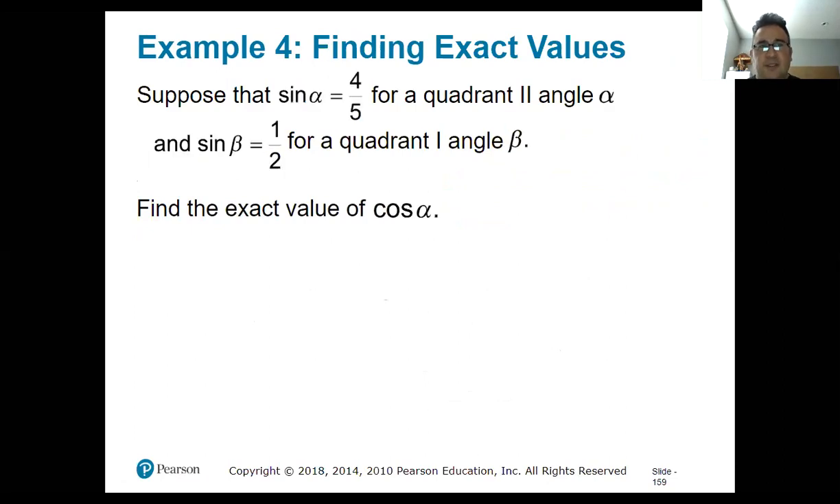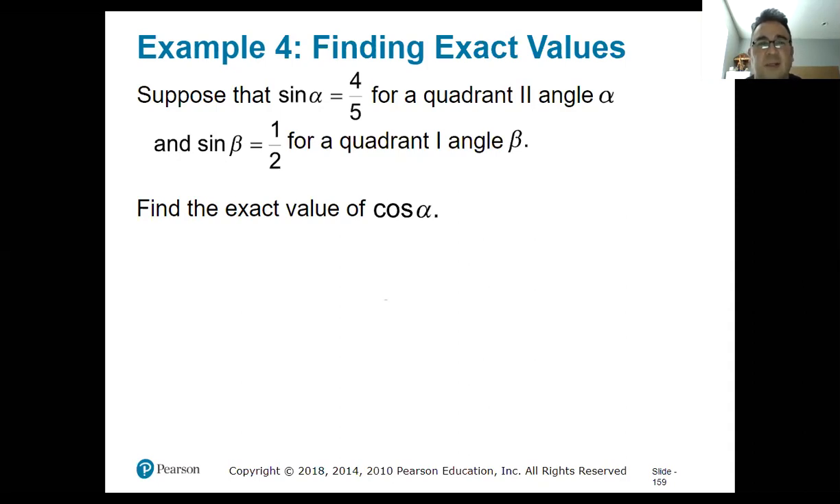Now for the next few examples, they're going to have those two lines at the top. They're going to continue to put that. So the problem is really to find the exact value of cosine of alpha. If you want to write that statement up top, it applies to the next few problems. It says, suppose that sine of alpha equals 4 over 5 for quadrant 2 angle alpha, and sine of beta is equal to 1/2 for a quadrant 1 angle beta.